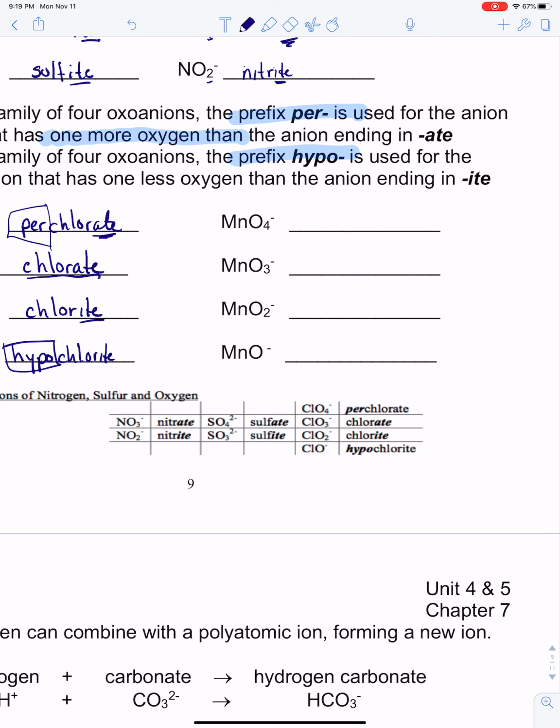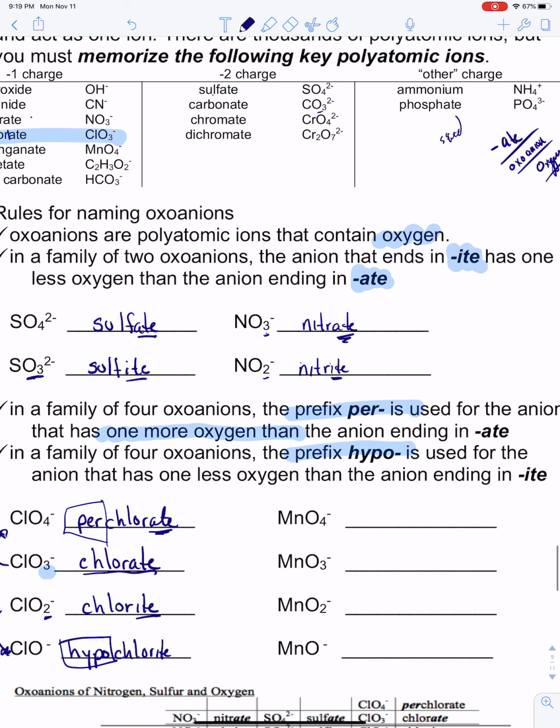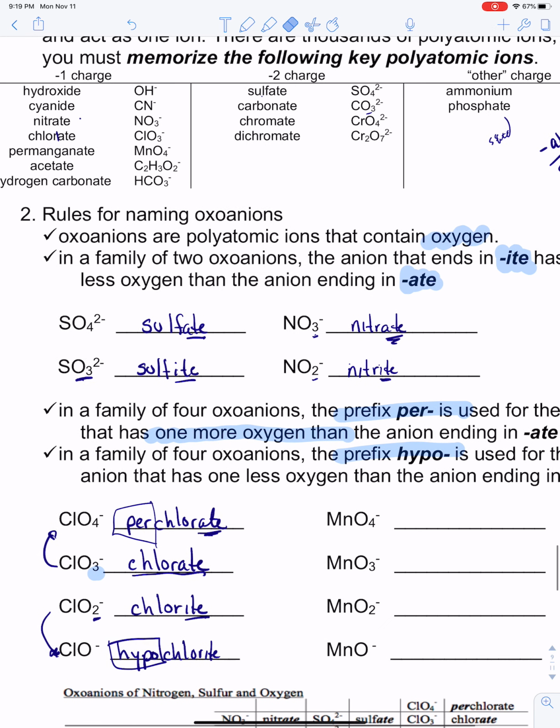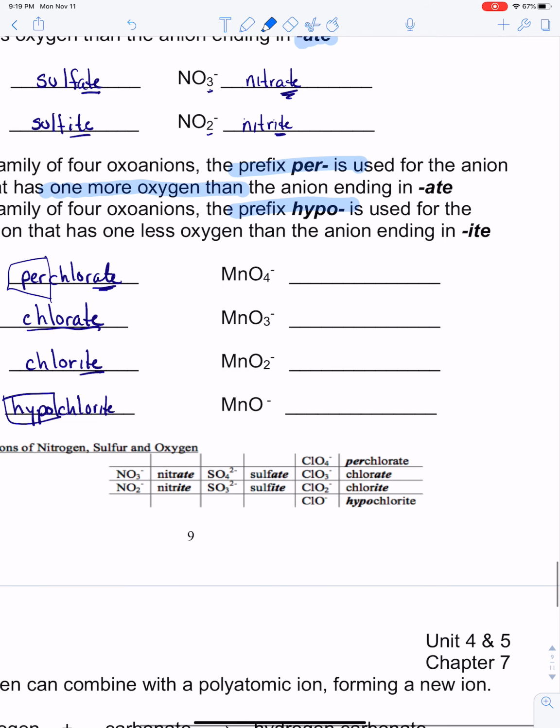So if we went through the manganese series, the manganese oxoanions, this is the one that we have to memorize. Permanganate, MnO4. So MnO4 minus 1 is permanganate. It's the manganese atom partnered up with oxygen.